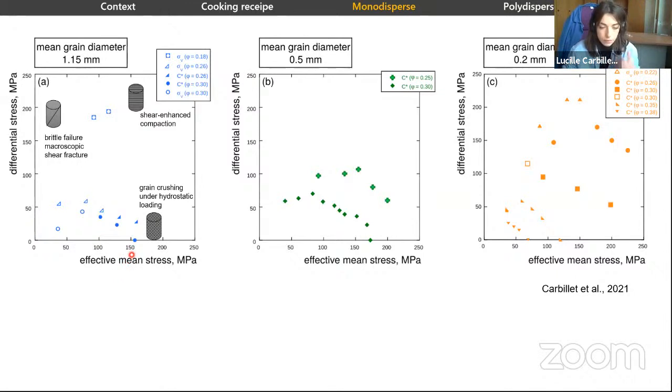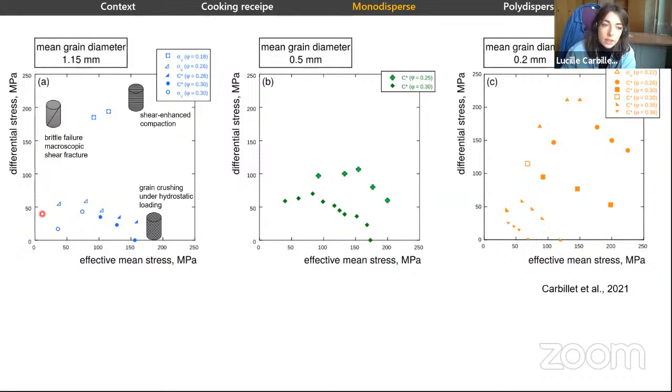So failure envelopes are basically allowing us to locate the stresses required for the onset of inelastic deformation. And so depending on where we are on the failure envelope, the failure mode is not the same.